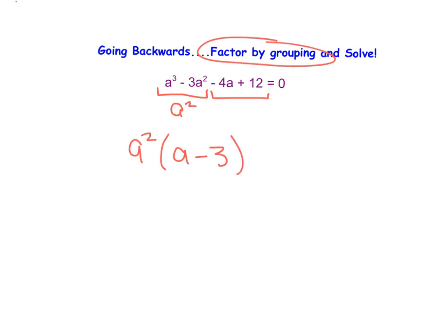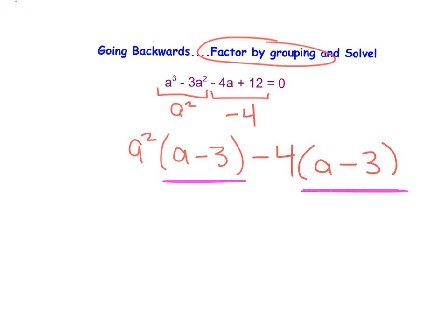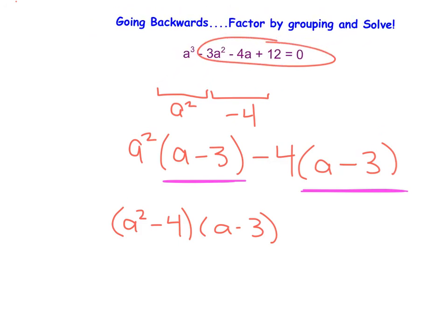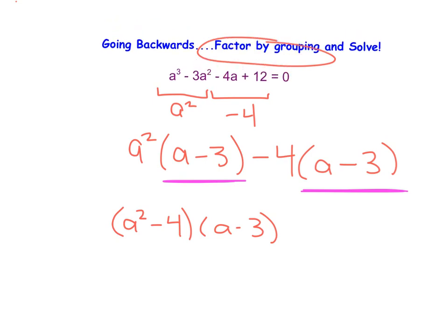And then I know that I want to get a similar binomial piece here, so I'm going to factor out a negative 4, because that will change negative 4a divided by negative 4. That will become just a, and 12 divided by negative 4 becomes 3. So then I can see I have these same binomials being multiplied by a singular term. So now I can see I have a squared minus 4 and a squared and negative 4 are both being multiplied by a minus 3. So I've applied factoring by grouping here, and I've rewritten this polynomial expression into factored form.